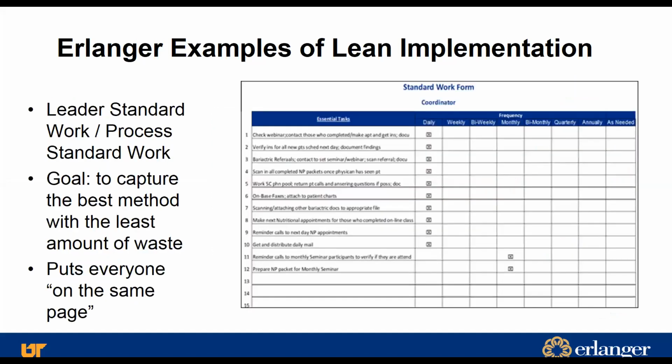Another tool in lean is standard work. When we get requests for this in our department, we work on rolling out standard work. There are a couple of different kinds. There's leader standard work, which is basically your daily to-do list. And there's also process standard work, which are work instructions. This is our standard work form here, and this is for, I think, the bariatric coordinator. You can see on the left, all of the essential tasks for this job are listed. Then you can see if they're performed daily, weekly, bi-weekly, or whatever that frequency is.